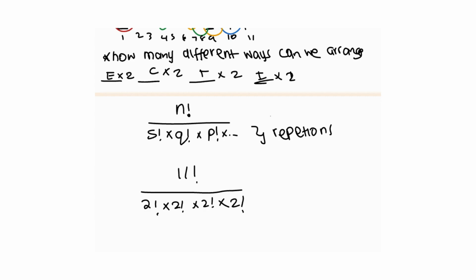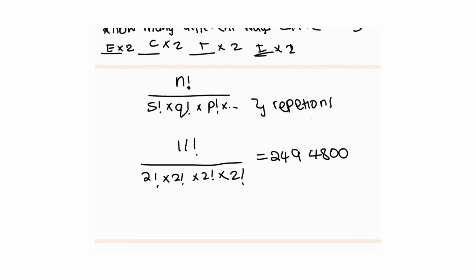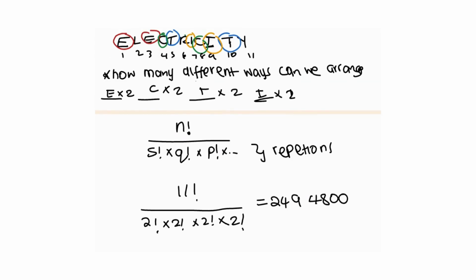2 factorial times 2 factorial. That gives me 249,4800. These are the different ways that we can arrange the word electricity.